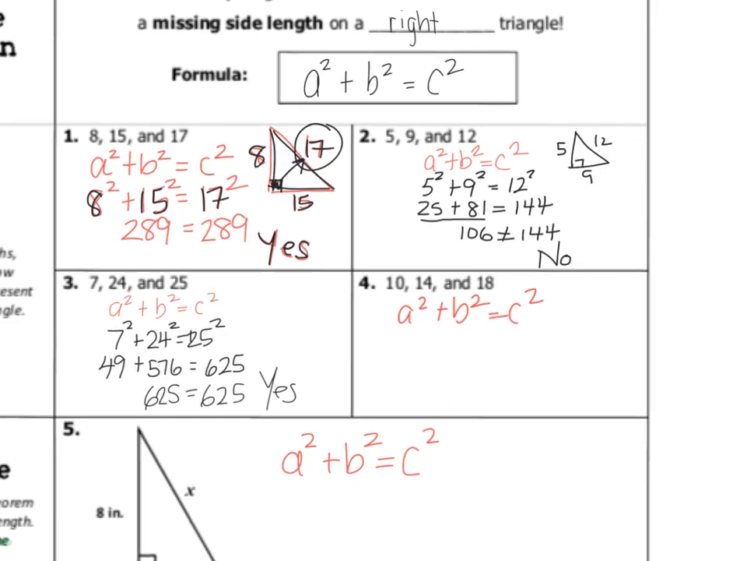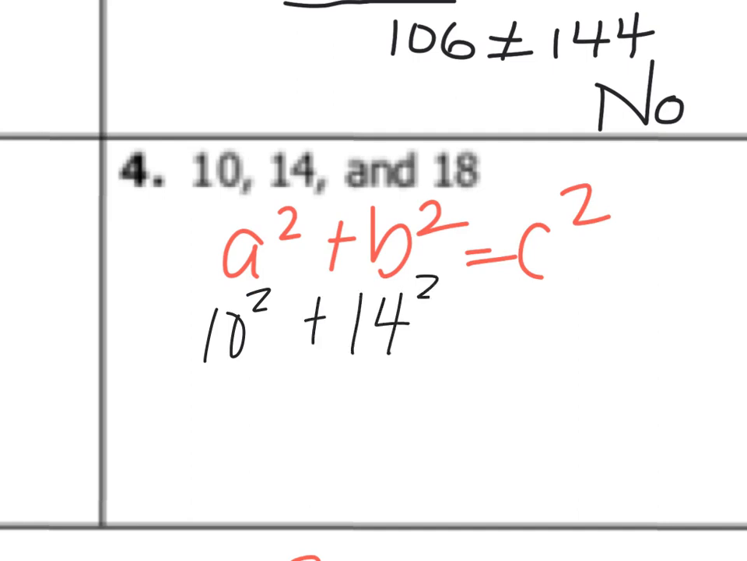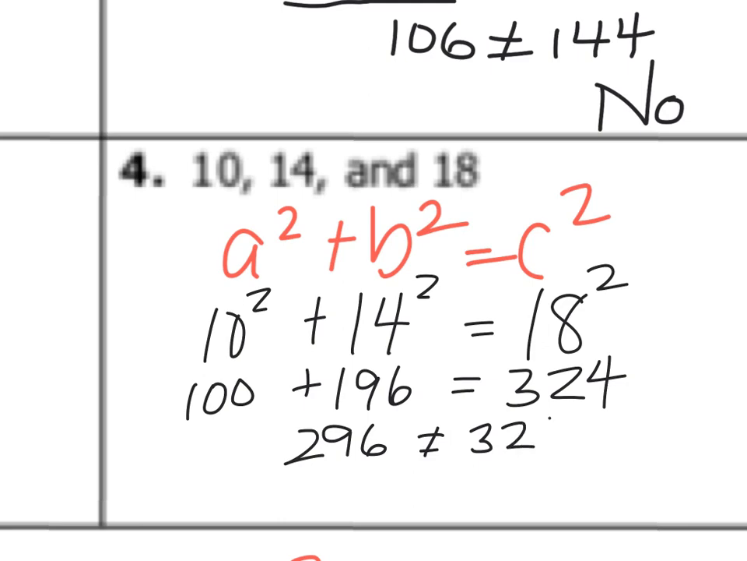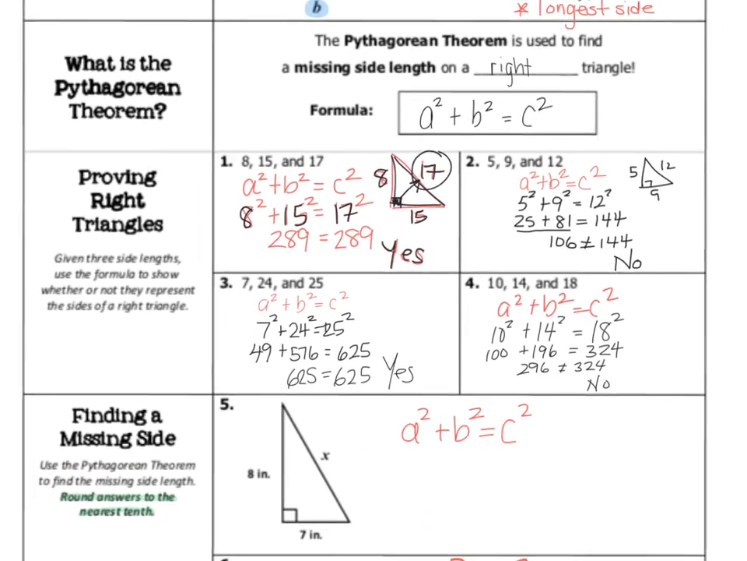In number 4, we're going to do the same thing. We're going to plug them in and find out if a squared plus b squared actually equals c squared. 100 here, this is 196, and this is 324. This equals 296, which doesn't equal 324. So these are not the sides of a right triangle. That's just proving whether or not you have a right triangle.